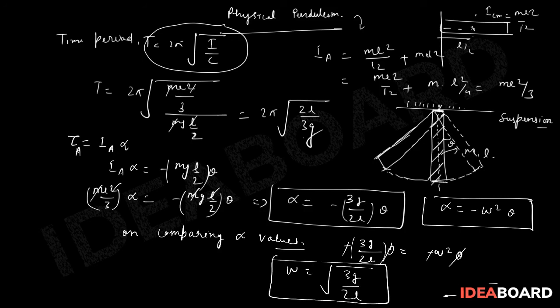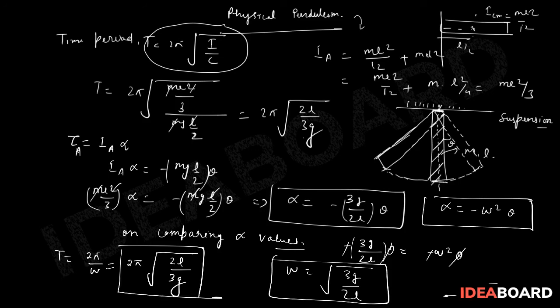And once I achieve the value of omega, then we know that time period is given by 2 pi by omega. So 1 upon omega is under root of 2L by 3g. Are we getting the same answer? Yes, 2 pi under root of 2L by 3g, and here also 2 pi under root of 2L by 3g. So both the methods are right.